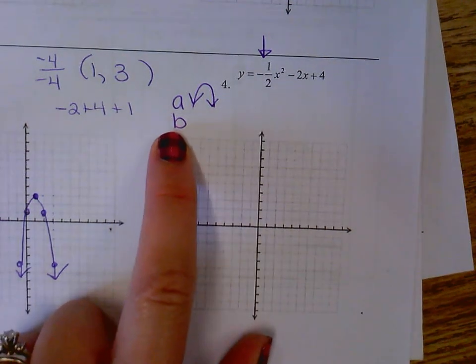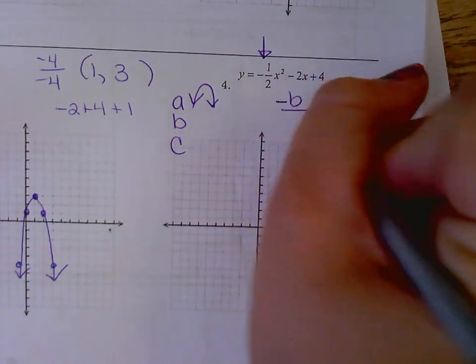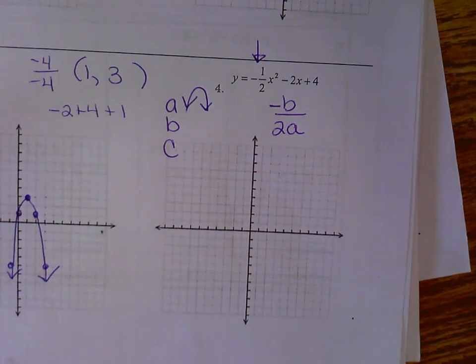What's the formula that I use with b to find the vertex? -b over 2a. So -b in this problem.